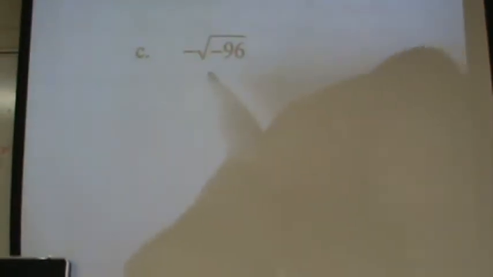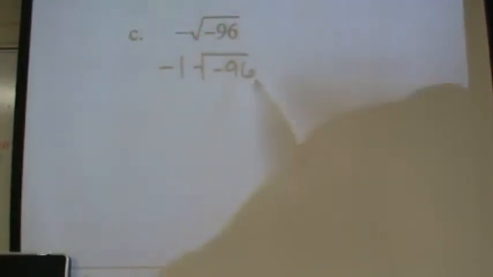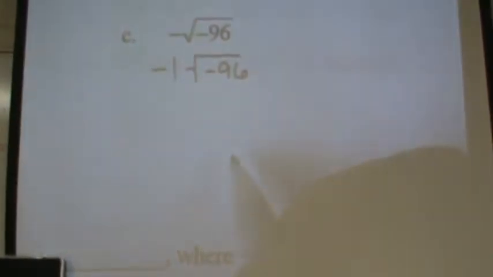And a little bit more challenging. This one is saying -1 times the square root of -96. Well, we can take the negative out. When we take the -1 out, what do we get?